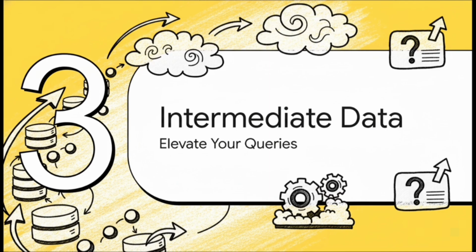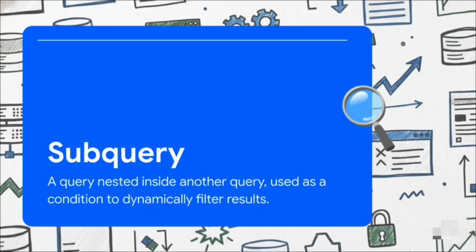Section 3. Intermediate data manipulation, elevating your queries. Think of a subquery as simply asking a question inside of another question. It's essentially a nested query that you use as a condition to dynamically filter your main dataset. The database engine, let's say MySQL, runs the inner query, figures out that answer, and then passes that result directly to the outer main query.